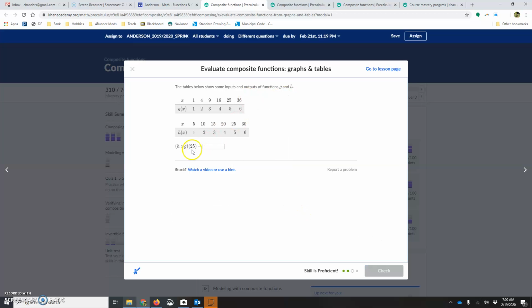Okay, so we're going to do g first. We're putting in 25. So find 25. 5 comes out. Then we put in 5. Oh, this is actually h. Oops, made a mistake. All right, so g is up here. Put in 25. 5 comes out again, coincidentally. And then 5, and then 1 comes out of h. So it's 1.